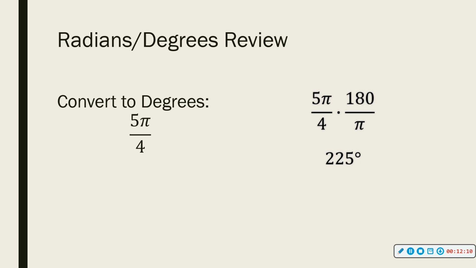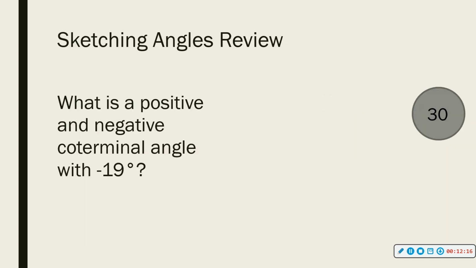Alrighty, so I'm pretty sure on the next few, oh no, I have one more, and then the next one should go really fast. Okay, so next we want to find a positive and negative coterminal angle with negative 19 degrees. So I know you already have one negative angle, but you need to find another negative coterminal angle and then a positive coterminal angle with negative 19. 30 seconds on the clock.